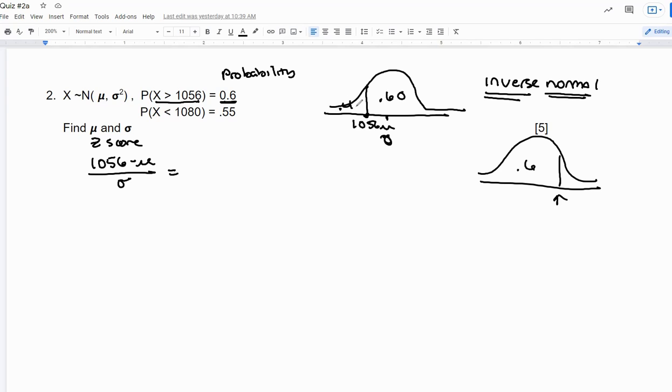Now, put that in the inverse normal. Say it again, negative what? What's after the 5? We'll do that, okay? All right, now, put in the 0.6 and tell me what you get.